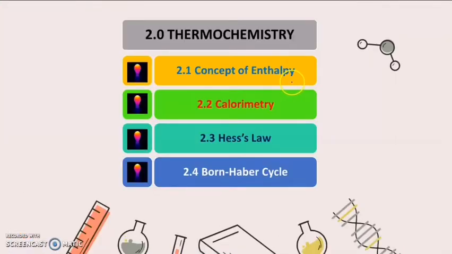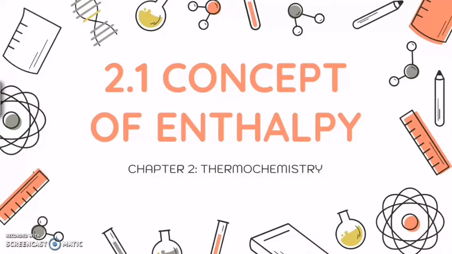In this chapter, there are 4 subtopics which are concept of enthalpy, calorimetry, Hess's law, and finally the Born-Haber cycle. But in this video, I just want to focus on 2.1, the concept of enthalpy.